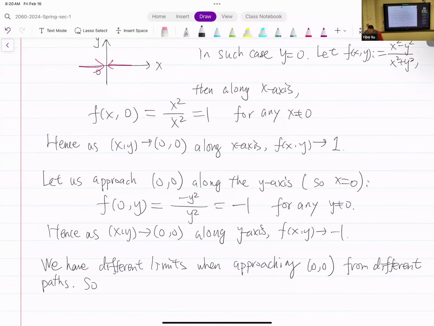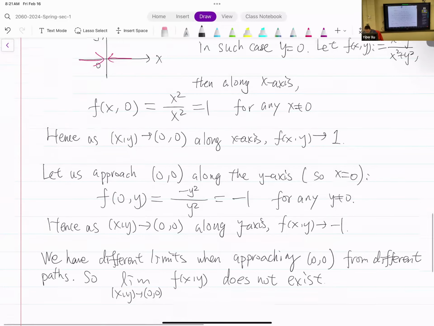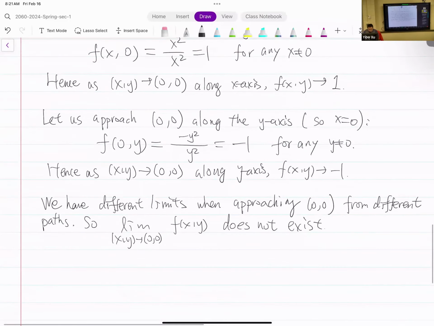So the limit when our point xy approaches the origin of the function f of xy does not exist. Okay. So of course, when the limit does not exist, then the function is definitely not continuous at the point. Okay. Remark.